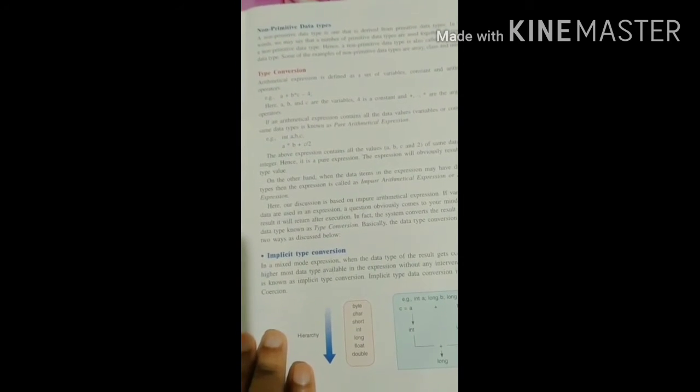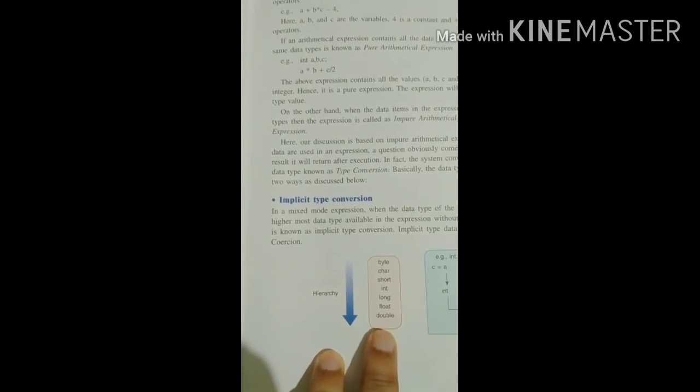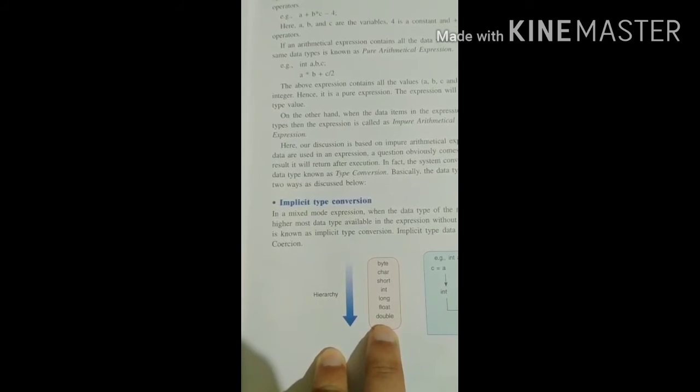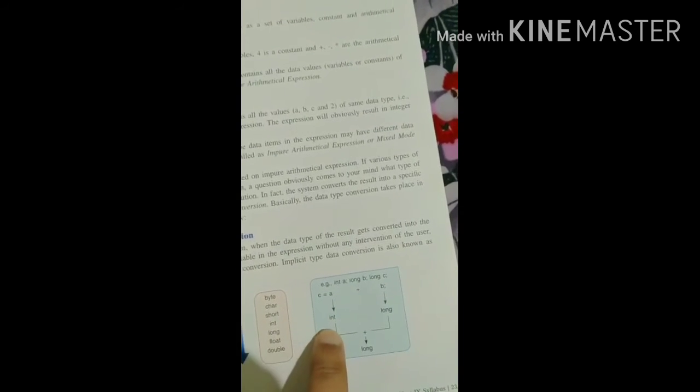Basically we have two types of conversion: implicit and second is explicit. In implicit we use the highest data type first, like double is the highest data type. See here, suppose c equal to a plus b, and a is an integer and b is long. Long is the larger data type, so the result will come in long.